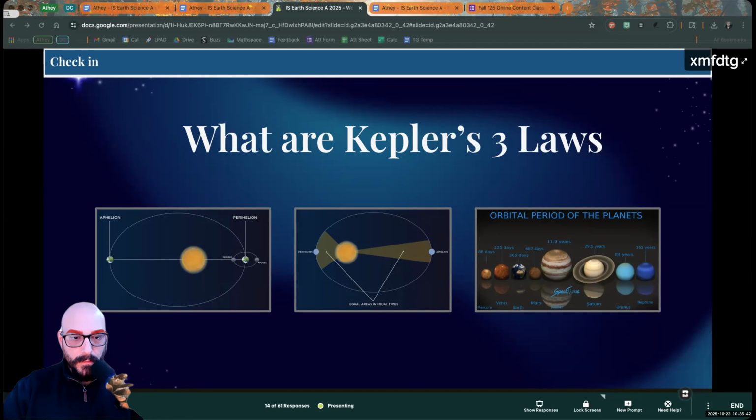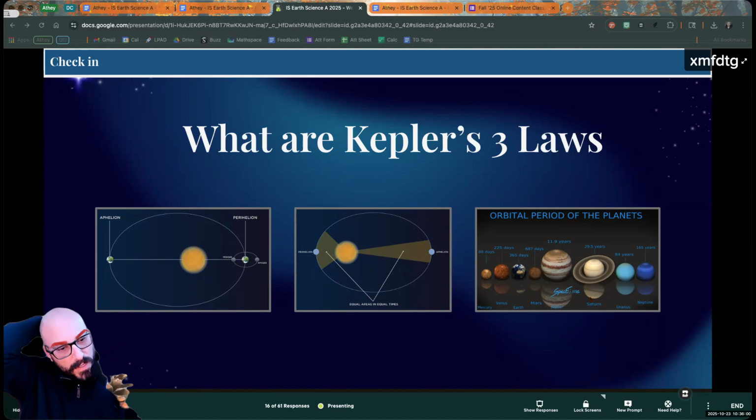The second law is the law of equal areas. Mm-hmm. And the third and final law is the law of harmonious. Yeah, the law of harmonics.